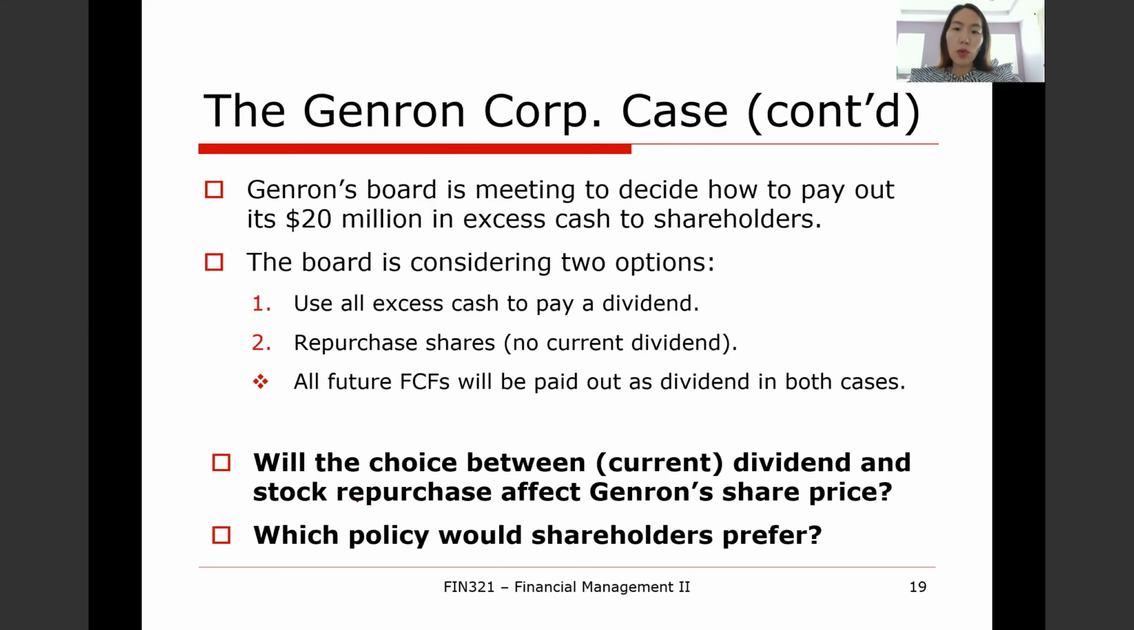All right, so the question here is whether the choice between dividend and stock repurchase will affect General's share price. More importantly, will this affect investors' preferences differently? Will there be any particular policy that shareholders prefer over the other? If yes, then the company has to go that way. But if not, you don't need to care. So let's investigate what the answer is.